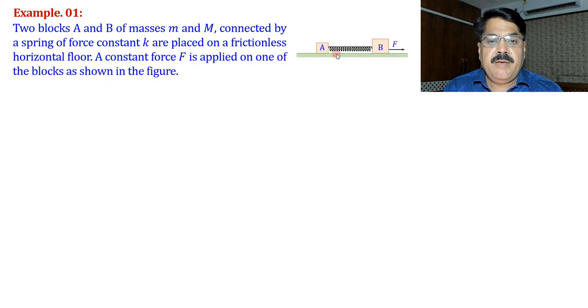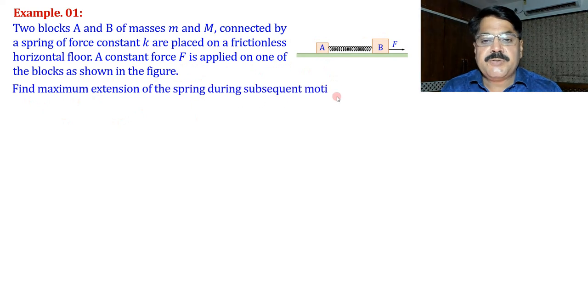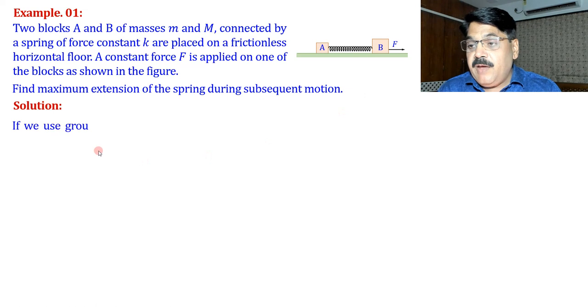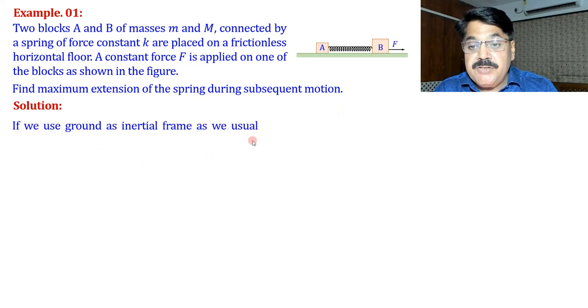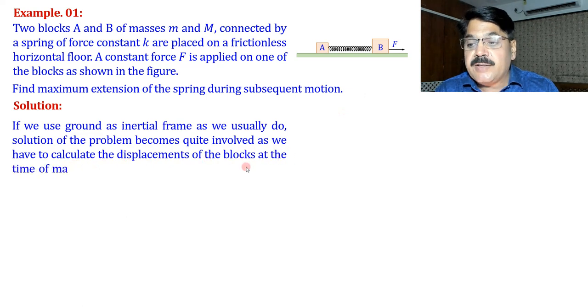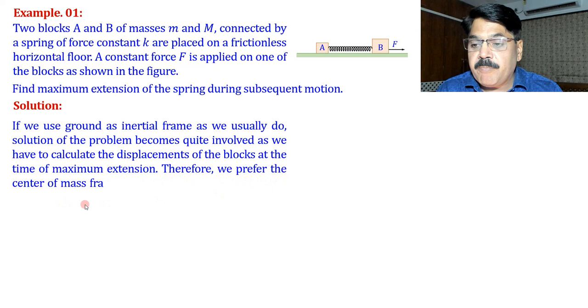See here, A block, B block, its mass we assume small m, its mass we assume capital M, the force F is applied, and we have to find the maximum extension of the spring during the subsequent motion. Now let us see how the ground frame creates difficulty. If we use the ground frame as the inertial frame, as we usually do, the solution of the problem becomes quite involved, as we have to calculate the displacements of the blocks at the time of maximum extension. Therefore, we prefer the center of mass frame.